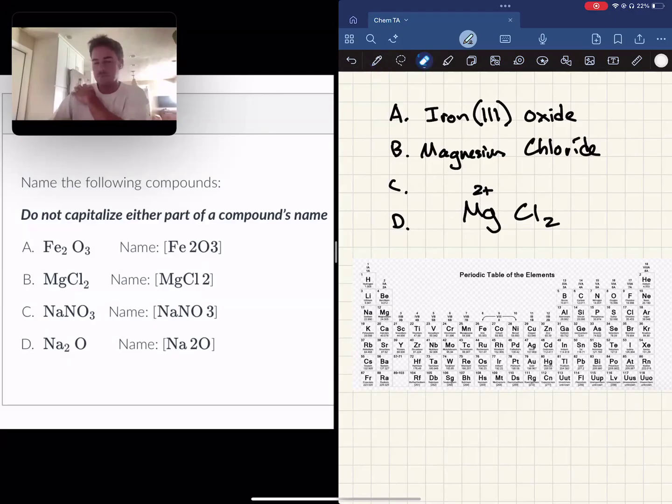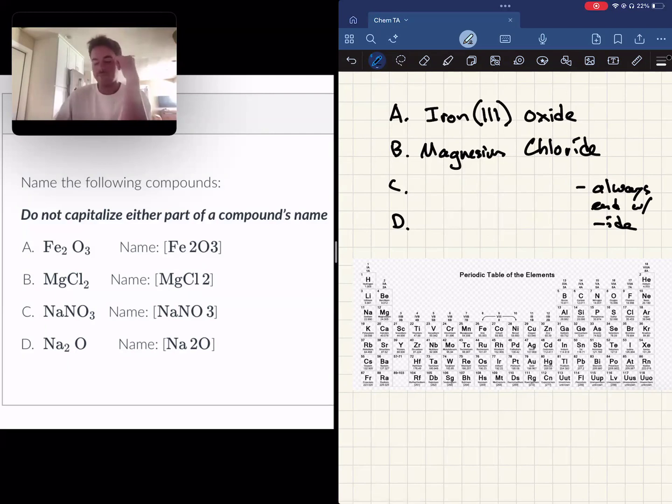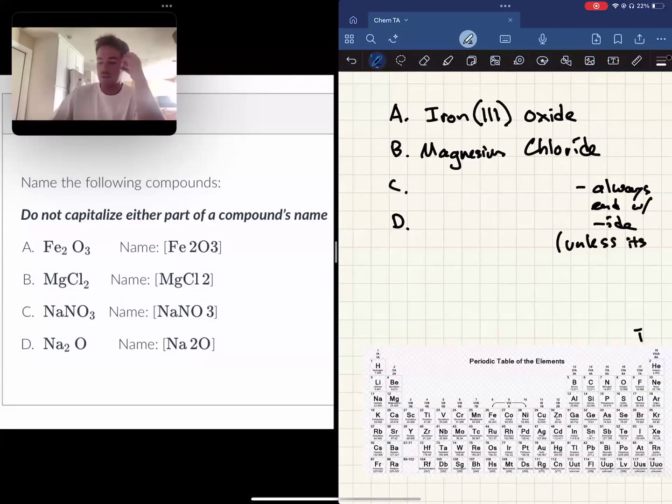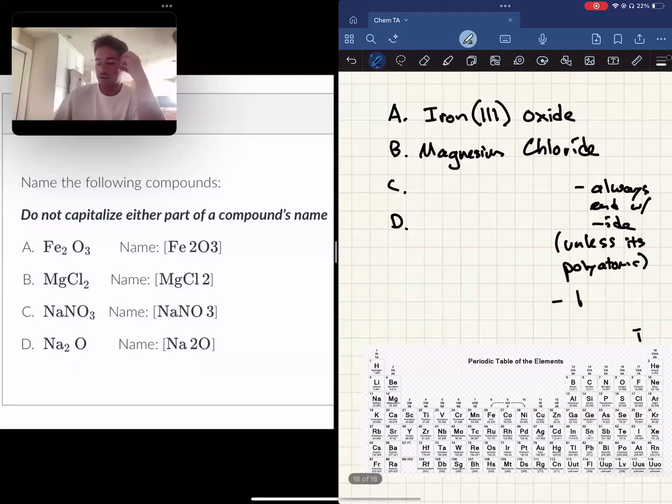So maybe rules for this. Always end with "ide." You're always going to finish oxide, chloride, fluoride, unless it's polyatomic. And then don't use prefixes, because we already know what they are because we have the charge.